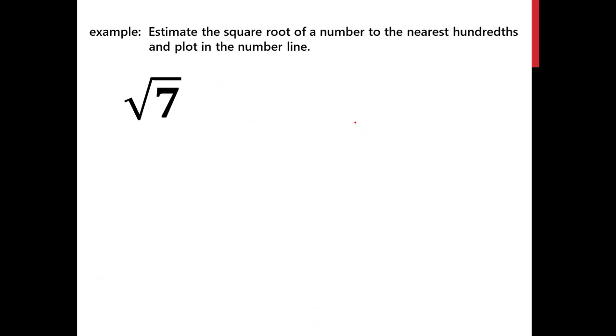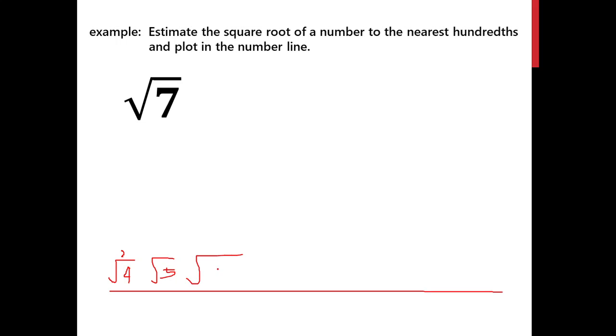Let's have another example here. The square root of 7, obviously that is not a perfect square. So let's try to get the first perfect square before the square root of 7. And that is the square root of 4, which is 2. Then after that is 3, which is 9, right? So we have here 5, 6, 7, 8, 9. This is 3. So obviously, the square root of 7 is 2 point something.